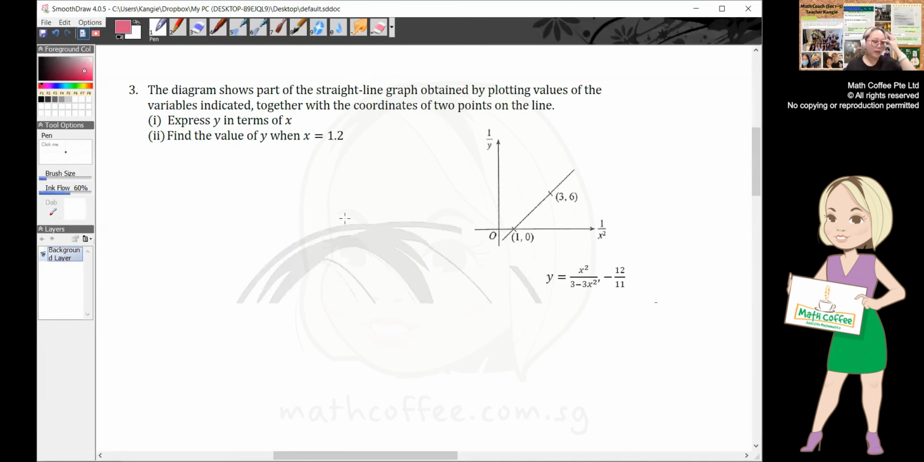Okay, this is the typical kind of short question that will come out during the exam. How do you know that this is linked to linear law? Very easy. You can see the axis. It's not the usual small y and small x. Then you will know that this is linked to linear law.